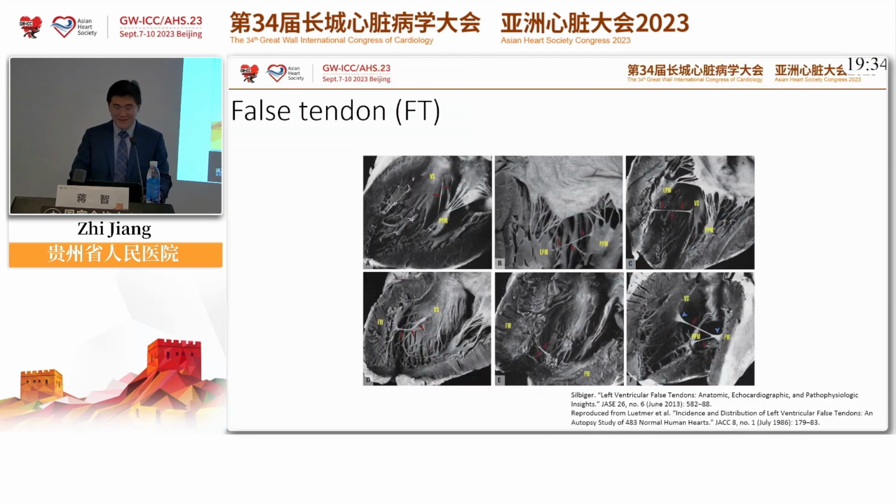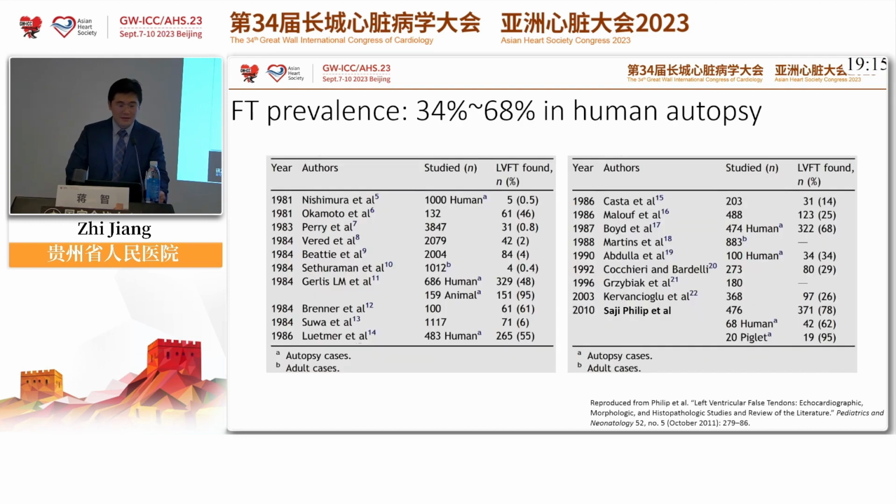The false tendons are string-like structures that connect the LV septum, free walls, and/or the papillary muscles. The false tendons do not connect to the mitral valve apparatus as the chordae tendineae do. And this review of the literature has summarized all the false tendon studies.